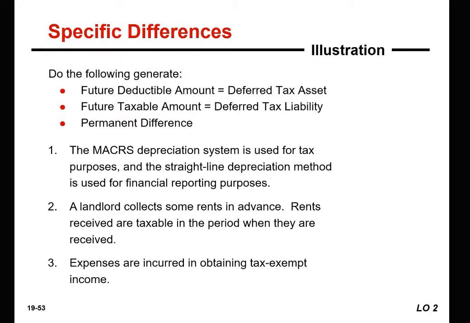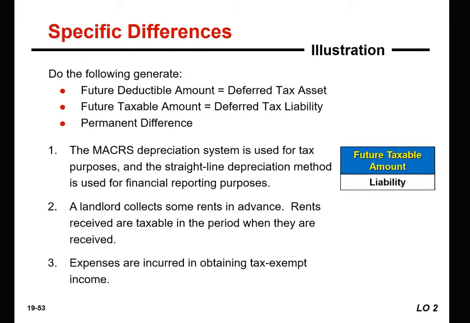So, with some specific differences. If there's a future deductible amount, it's a deferred tax asset. If it's a future taxable amount, it's a deferred tax liability, or it's a permanent difference. We know that MACRS depreciation system is used for tax purposes, but when straight line is used for financial reporting purposes, in that particular instance, is that a future taxable amount, a future deductible amount, or is that a permanent difference? That is a future taxable amount.